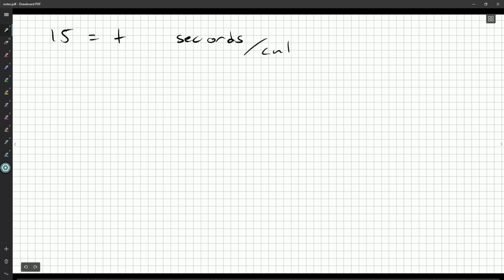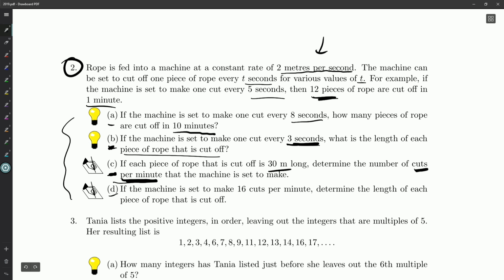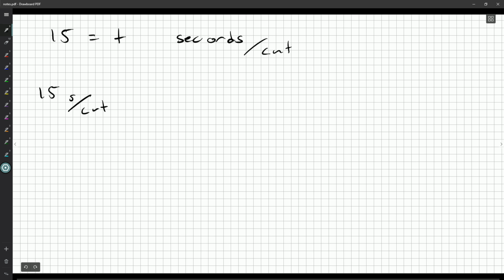seconds per cut. But we don't want seconds per cut. This would probably get me 1 mark. I don't know exactly the marking scheme. This might be a 3-mark question, in which case maybe this gets me 2 marks. But we know, okay, 15 seconds per cut. But what do we want? We want number of cuts in a minute.